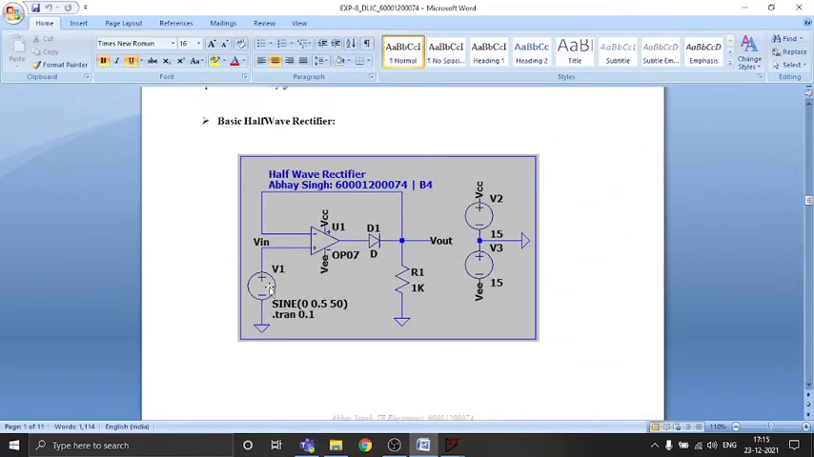As you can see on the display, there is a half wave rectifier circuit using op-amp OP07 with a single diode D1. As a half wave rectifier cuts only the positive half cycle at once, we are using only one diode here. Here I have given Vin at the non-inverting terminal.